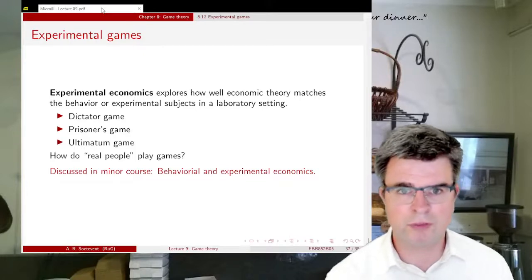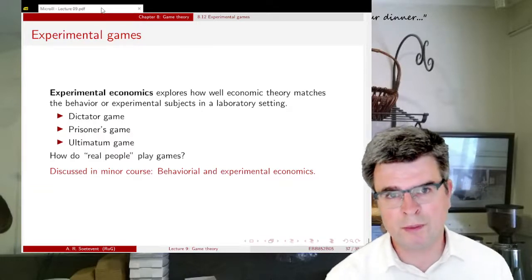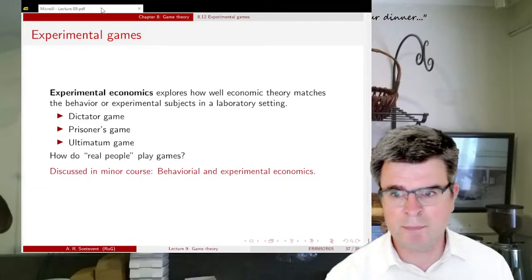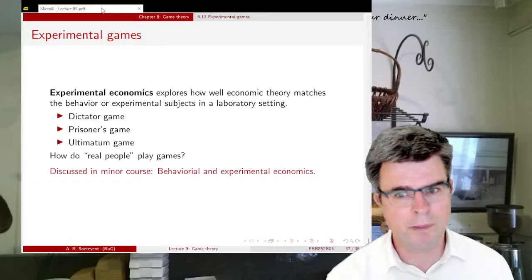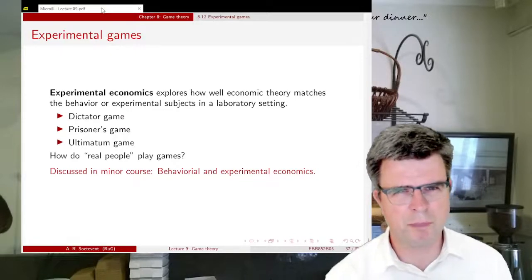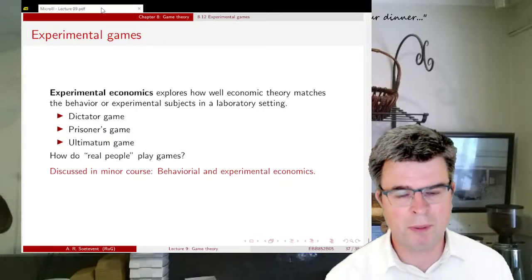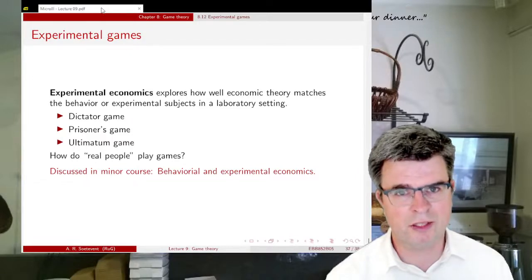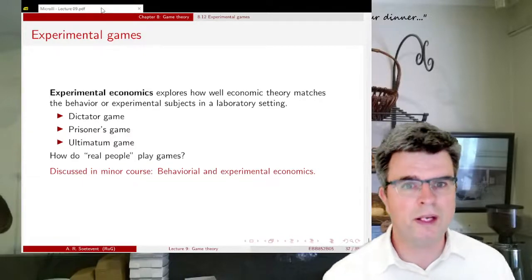Examples of games that have been brought to the lab are the dictator game. We saw an example of that in the previous lecture when we dealt with the Andreoni-Miller experiment, the prisoner's dilemma game, the ultimatum game, and all these games answer the question: how do real people, often students, but students are also real people, play games? More of this is discussed in the minor course, Behavioral and Experimental Economics. You may have taken that course. If not, and you have another opportunity to take it, then I really can recommend doing that.